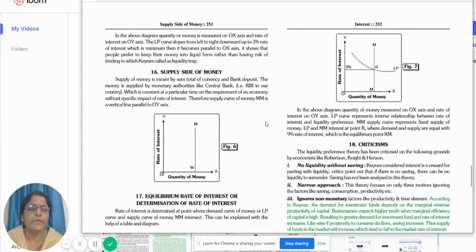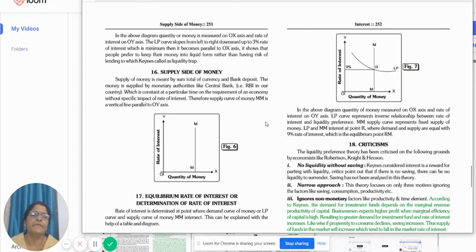In the above diagram, the quantity of money is measured on the x-axis and the rate of interest on the y-axis. We can see that the LP curve represents the inverse relationship between the rate of interest and the liquidity preference. You see that the LP curve is sloping from left to right. The MM supply curve represents the fixed supply of money. LP and MM intersect at a point R, where demand and supply are equal with a 9% rate of interest, which is the equilibrium point RM.